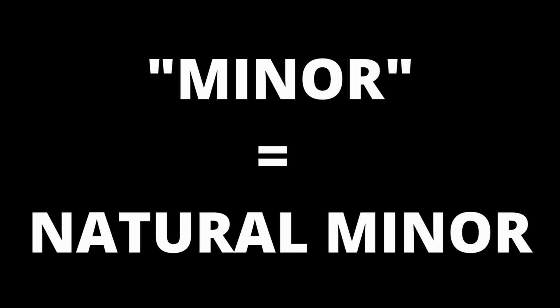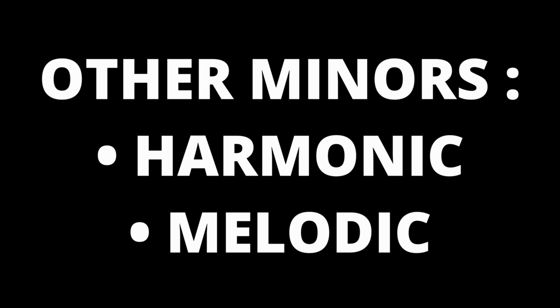The scale you just heard is actually called the natural minor scale. You may also see it labelled as the Aeolian Mode or the 6th mode of the major scale. When someone mentions the minor scale or key, they are almost always referring to the natural minor. It is actually one of 3 minor scales, the other 2 being harmonic minor and melodic minor.